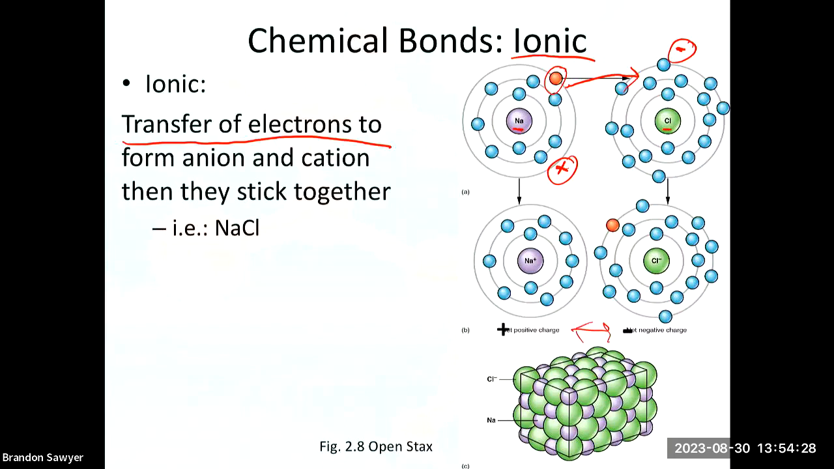So it's a two-step process with ionic bonds. One electron goes from one to the other. Now they're opposite charges, so they stick to each other. That's the ionic bond. These are typically salts. Salts and minerals a lot of times have these ionic bonds holding them together. Questions on that?